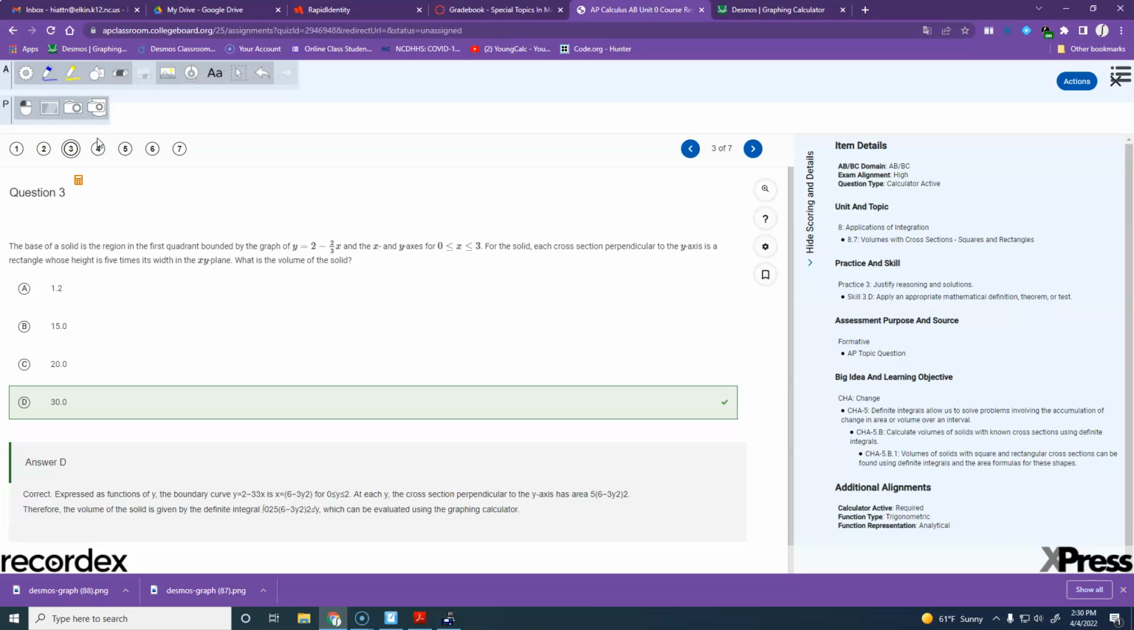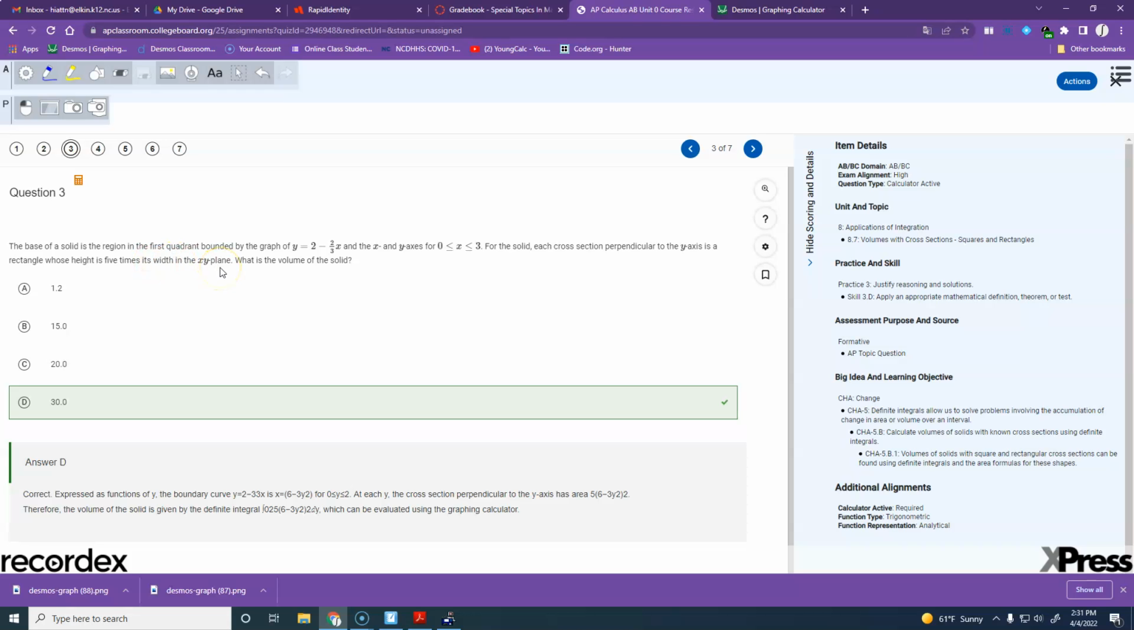All right. This time we're again perpendicular to the y-axis, and this time we have a little bit different situation for our cross section. Each cross section perpendicular to the y-axis is a rectangle whose height is 5 times its width in the xy plane.